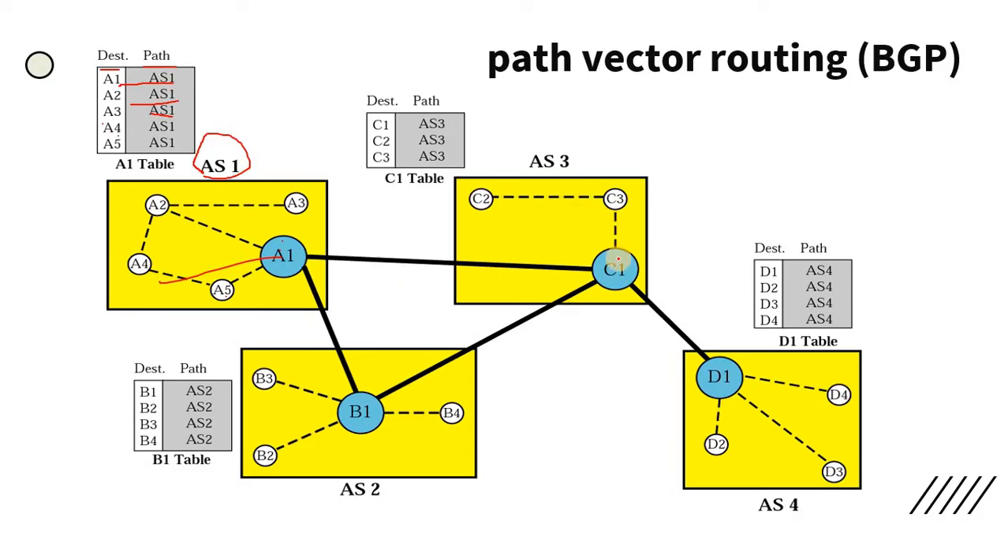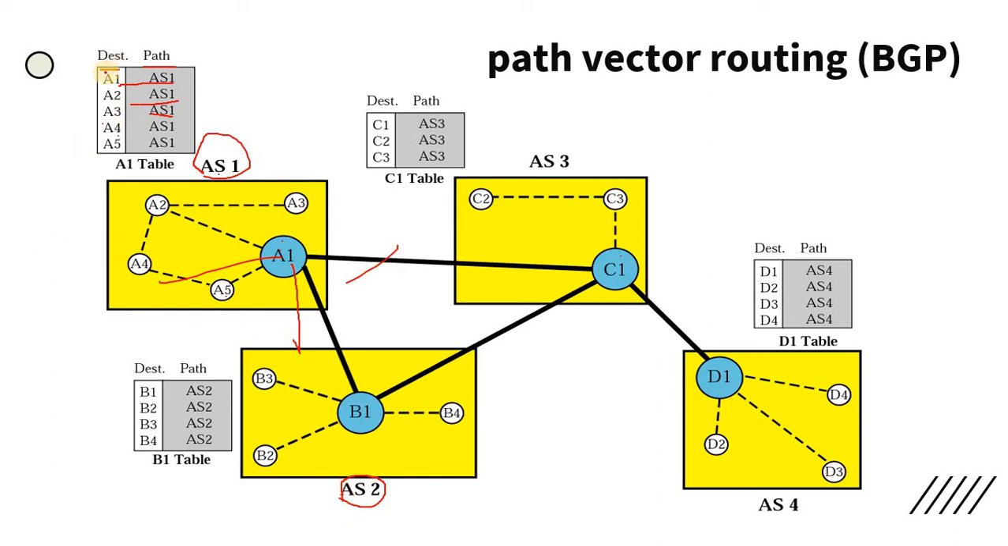Now, same as if AS3 wants to communicate within its own autonomous system, so C1, C2 and C3, the path is AS3. So first, all the autonomous systems are initialized with their own path. So this is how the first routing table is created. Now let's understand, if autonomous system 1 communicates with autonomous system 2, then how is the path generated.